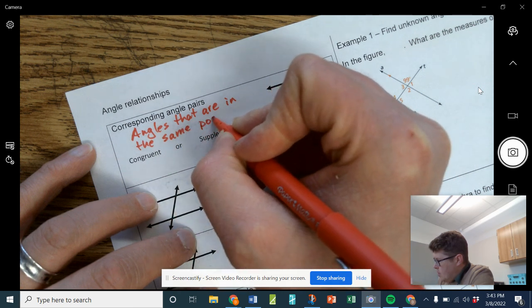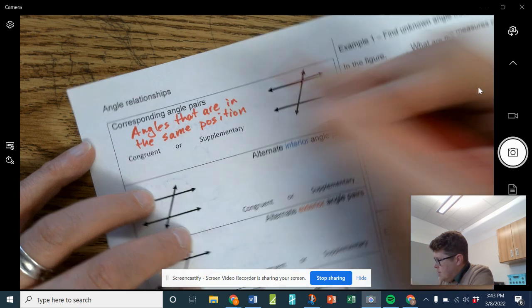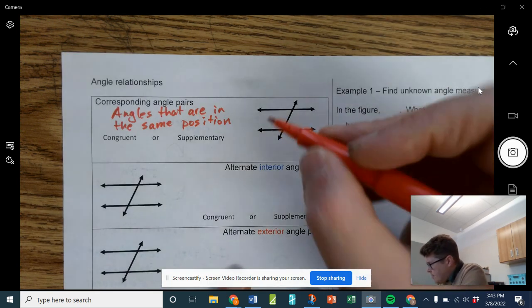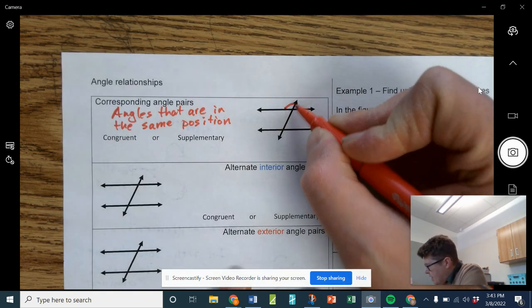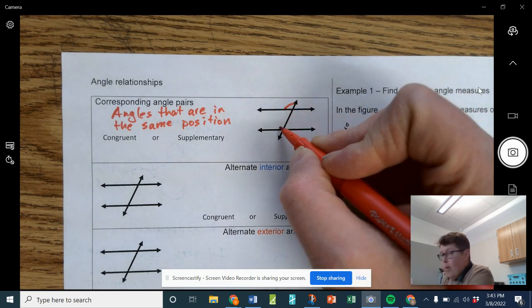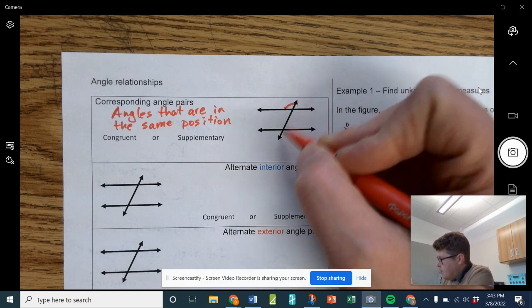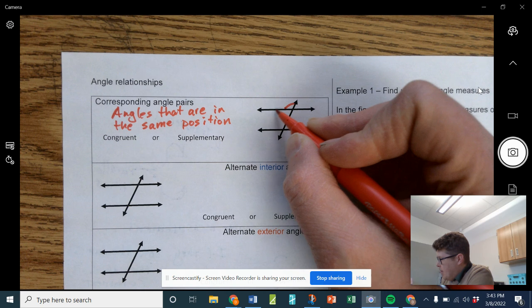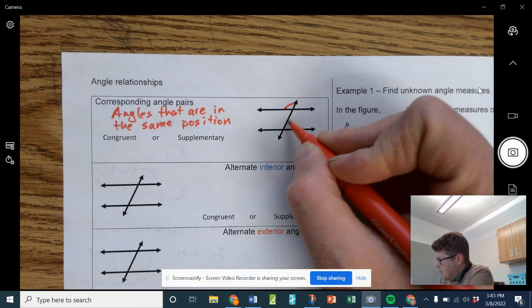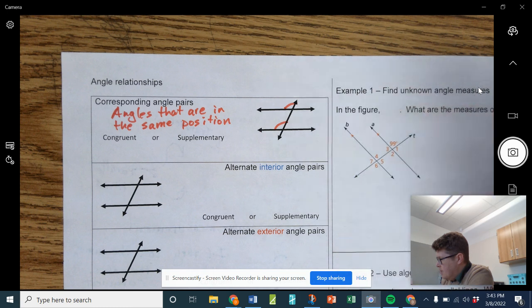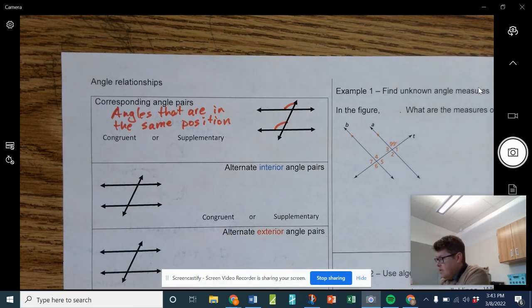Okay. So something like this. If you choose this one right here, the one that's in the same position is going to be right here, right? If you take a look at this one, it's to the left of the transversal. It's on the top of the parallel line. So if we go down here, left of the transversal, top of the parallel line is going to be right there. They're in the same position, right?